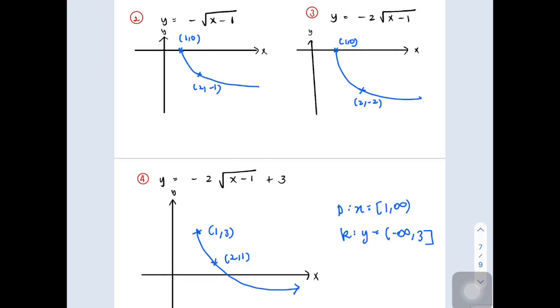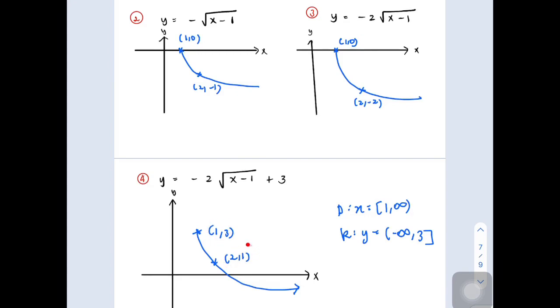So to make sure this is the right point, let us retake this point here. Let's try to fill in 1 at your x here. So 1 minus 1 is 0. Square root of 0 is 0. 0 times this one here, minus 2 is 0. So plus 3, this is 3. So this point here is correct.